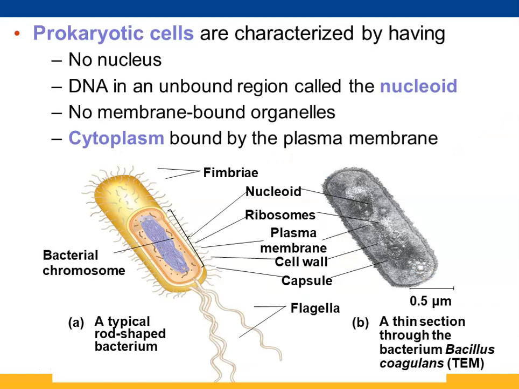But prokaryotic cells do not have a specific nucleus. Their DNA is located in a generalized region called the nucleoid. They have no membrane-bound organelles, and the cytoplasm is kept intact by that plasma membrane. And what you see there is an example of a rod-shaped bacterium.